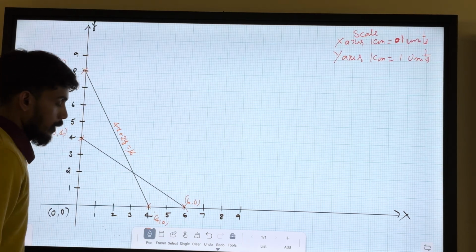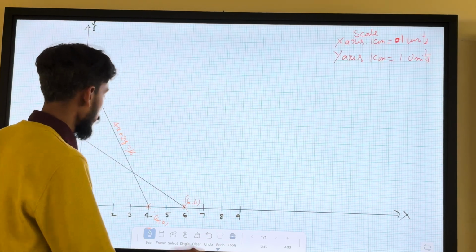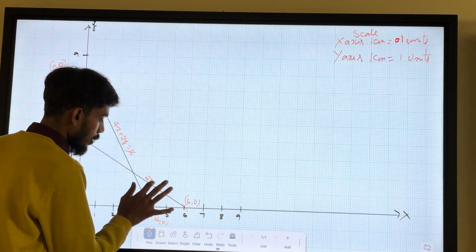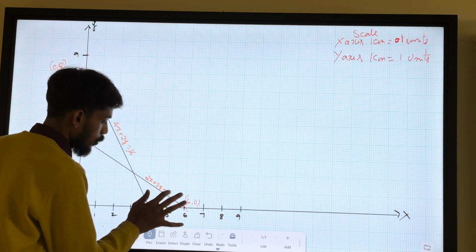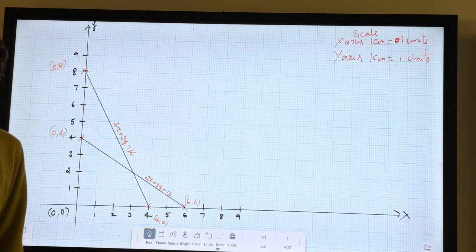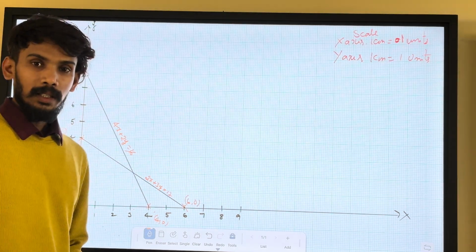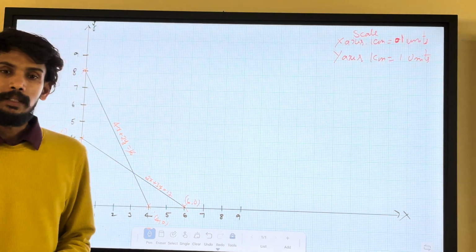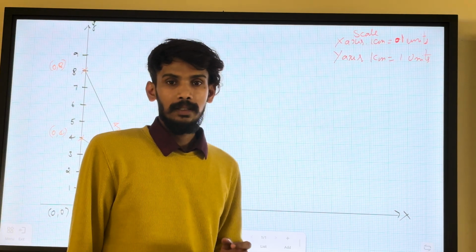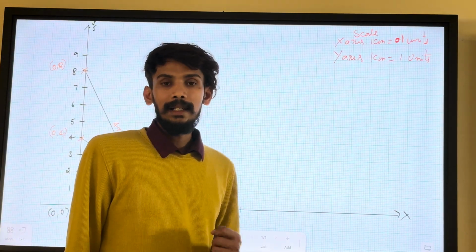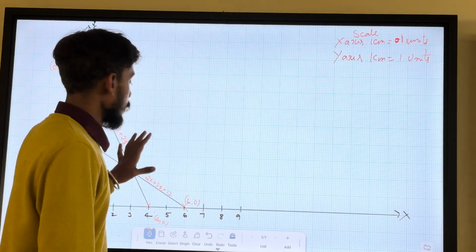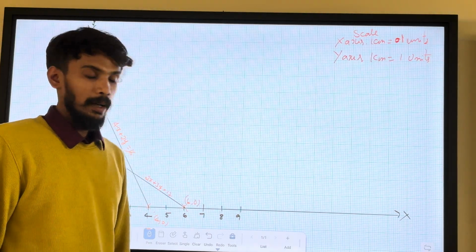And write the equation. What is that equation? 2x plus 3y equal to 12. So once you finish this, now you have to identify the solution region, where we are going to get the exact solution using the graphical method that we have to identify.